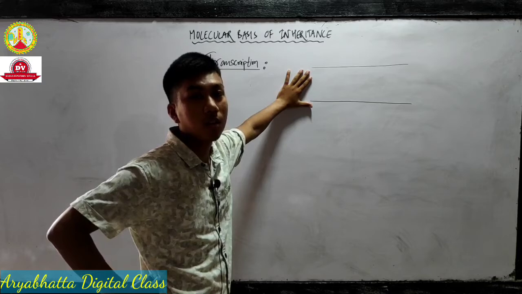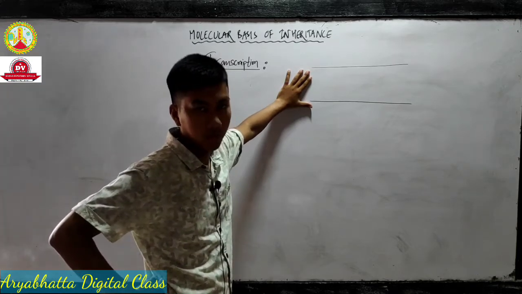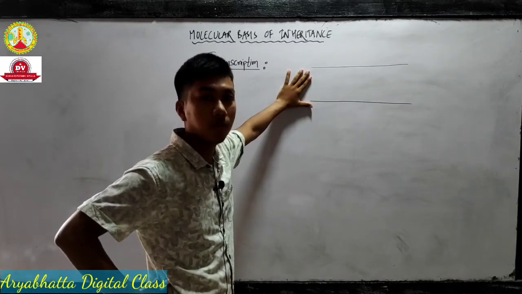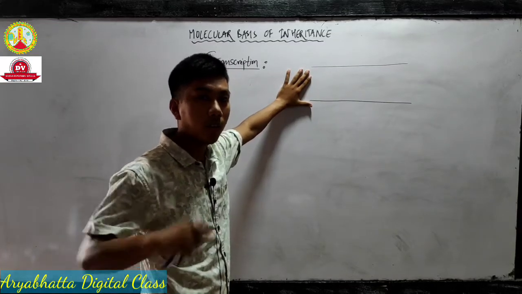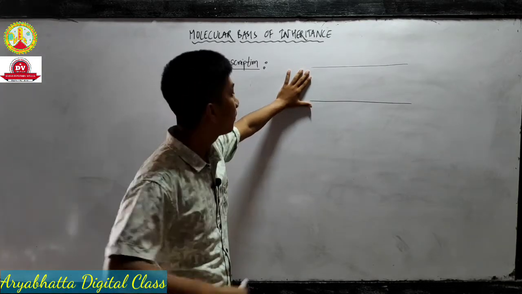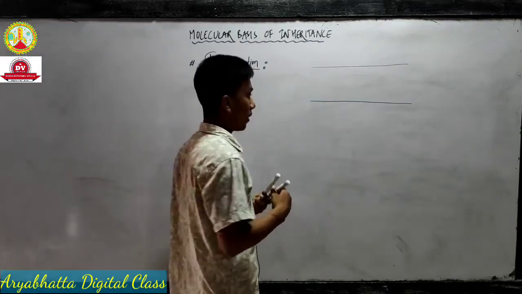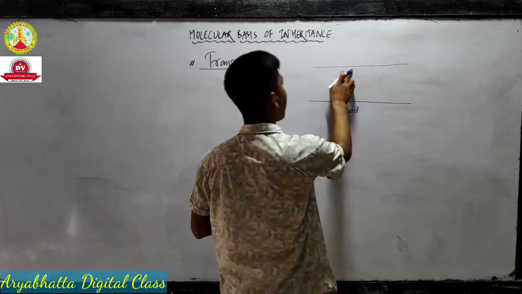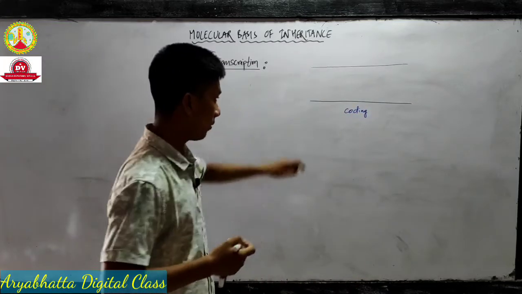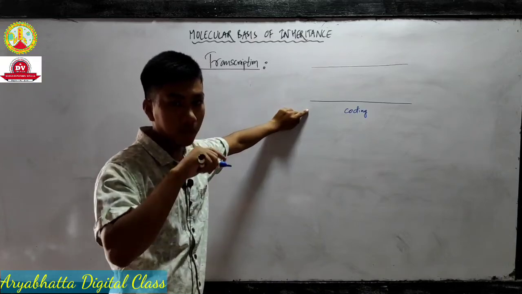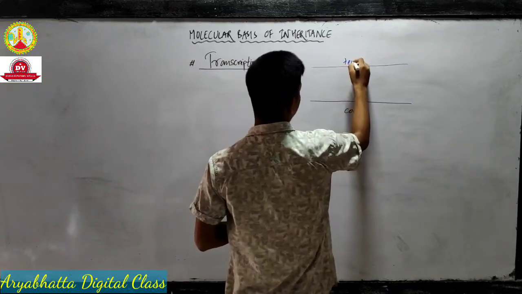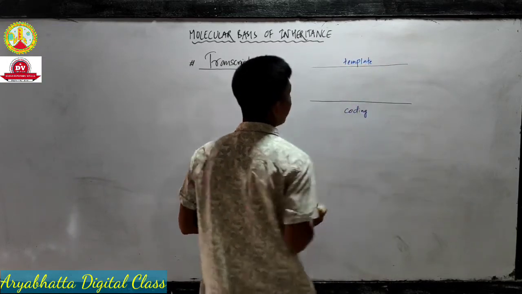Coding strand means the strand that is going to give the information. The other strand will become the template strand. Suppose this strand is the coding strand, so let me write it. If this strand is coding, meaning it is going to give the information, the other strand becomes the template. Become means we just give it a name: template strand.